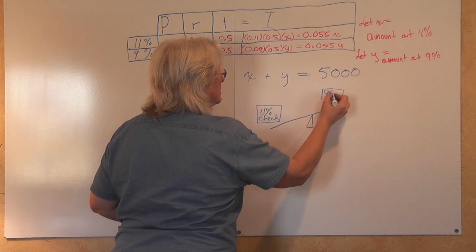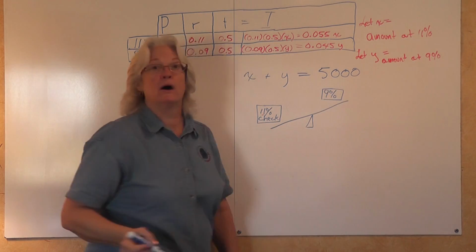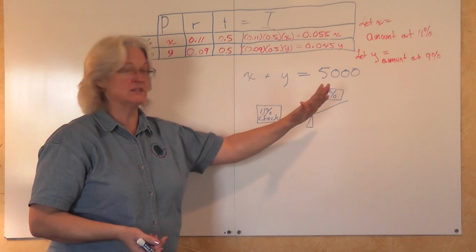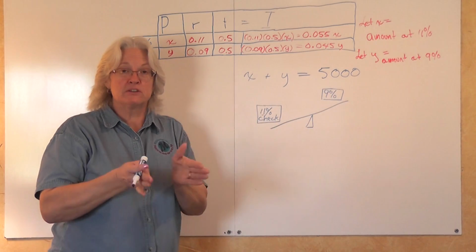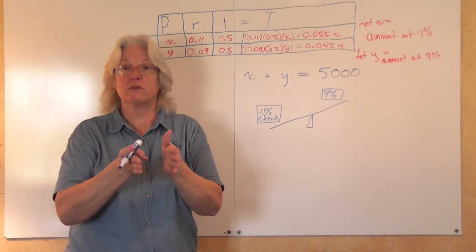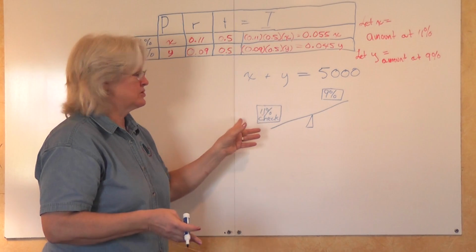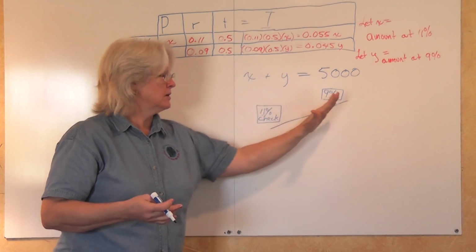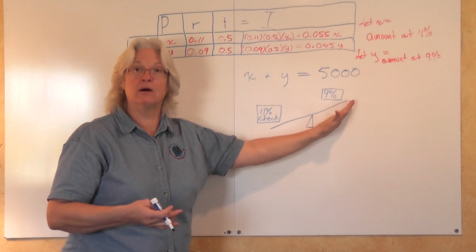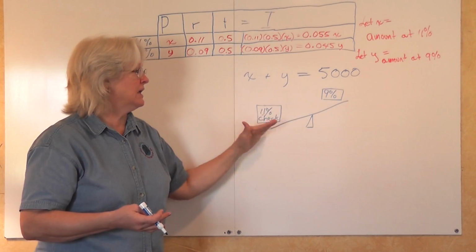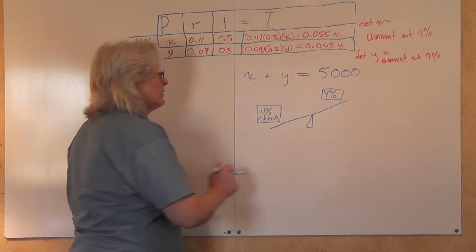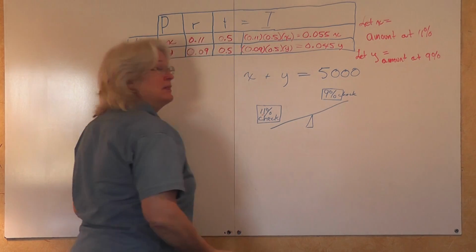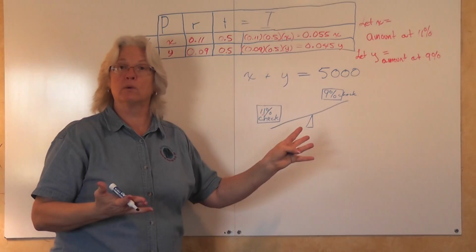And on this right-hand side, I have the 9% check. Now, why do I have my equation, my seesaw, out of balance? Because if you have money invested for the same amount of time, the check where the interest rate is bigger is going to be heavier. There's going to be more to it. So our equation is out of balance. We can't directly compare the 11% check and the 9%, can we? Because they're not equal.